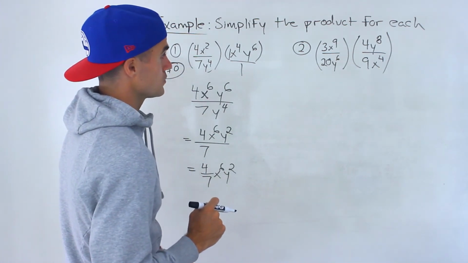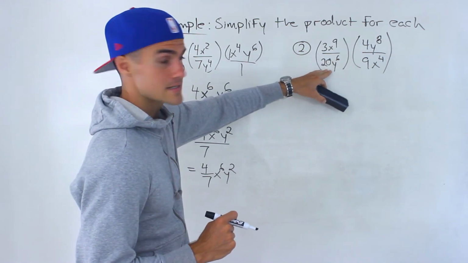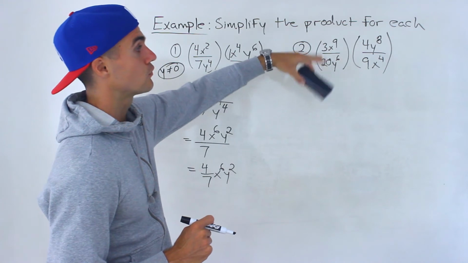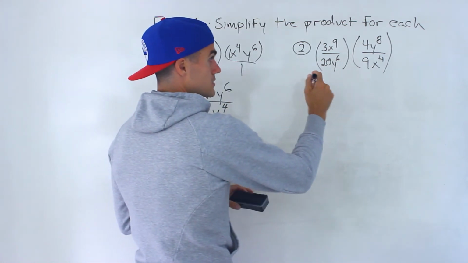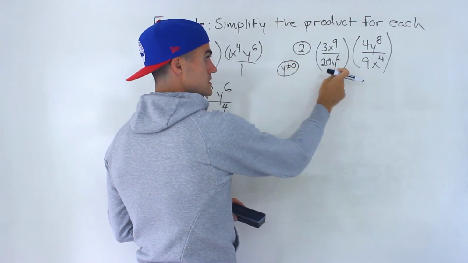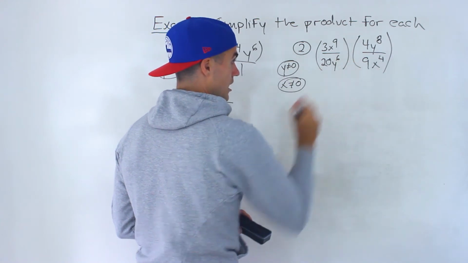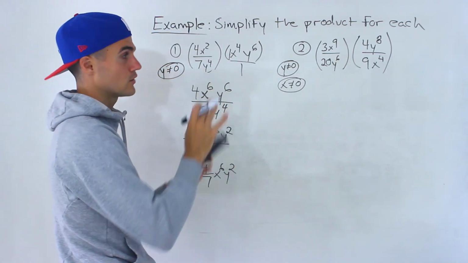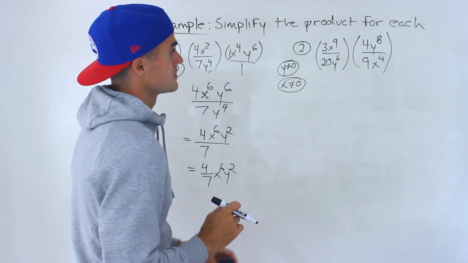Now what about number 2? We have 3x to the 9 over 20y to the 6 times 4y to the 8 over 9x to the 4. Before multiplying these, notice we could get restrictions. y can't be 0, because it'd make this denominator 0, and in this case, x can't be 0 either. There's an x in the denominator in the original question. So 2 restrictions in this case.